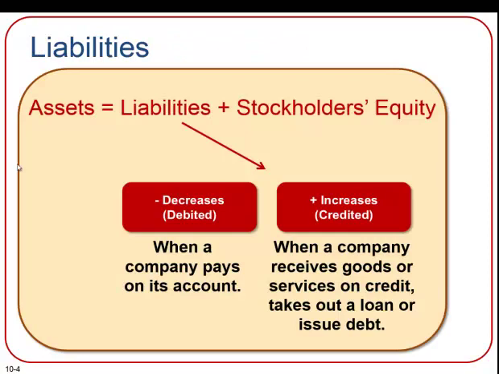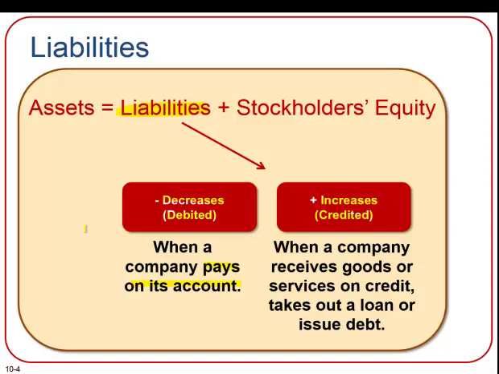So remember, liabilities are on the right side of our accounting equation. So if you remember, things that are on the right will increase on the right with a credit. So when liabilities increase, that would be when the company receives goods or services on credit or takes out a loan or issues debt. Anytime we owe someone money, we're going to credit to increase our liabilities. And then we're going to decrease, or debit, our liabilities when a company pays on its account and reduces its obligation.